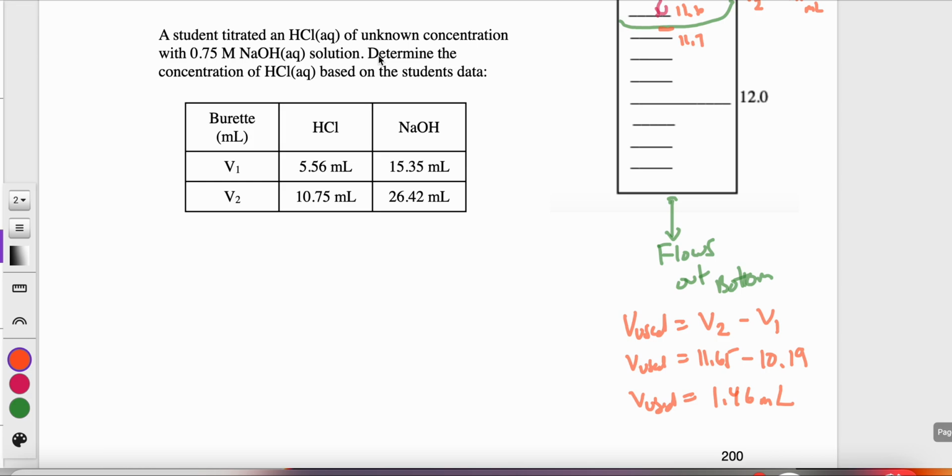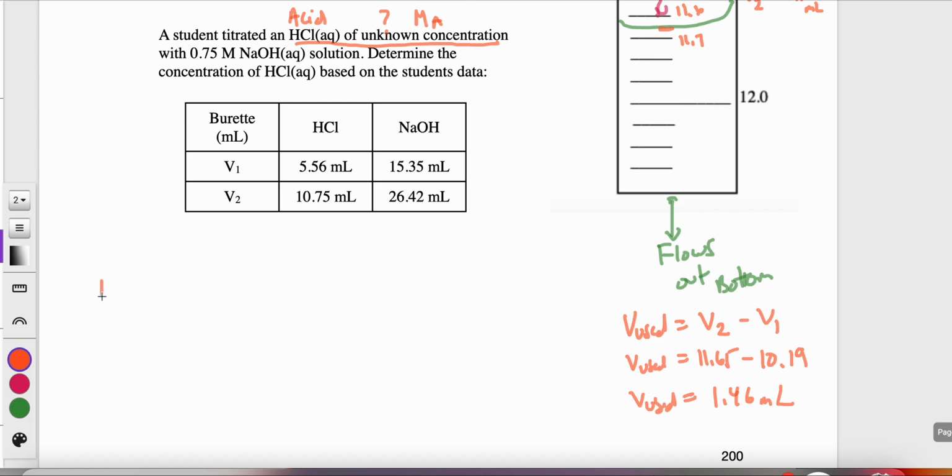Actual titration problem. A student titrated HCl, and the HCl has an unknown concentration. Now HCl, we see this on table K, so we know that this is the acid. So the unknown concentration, what we're solving for, is the MA.